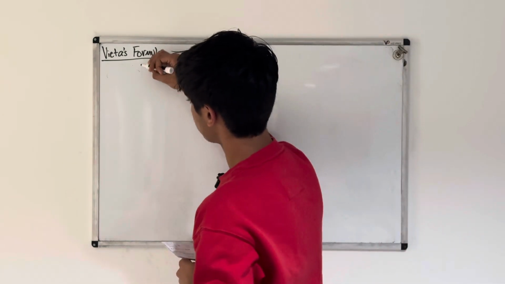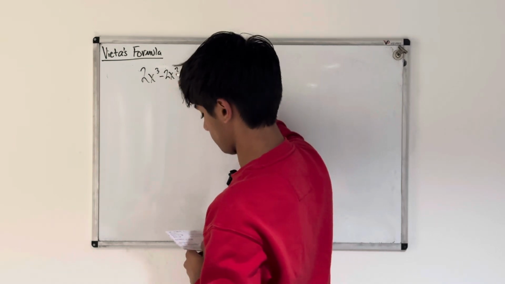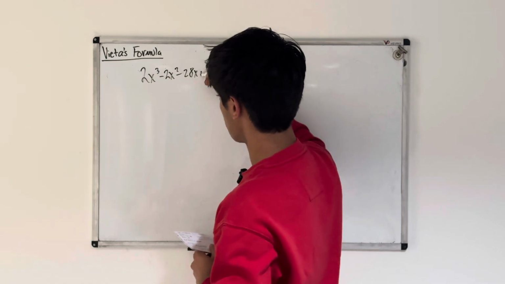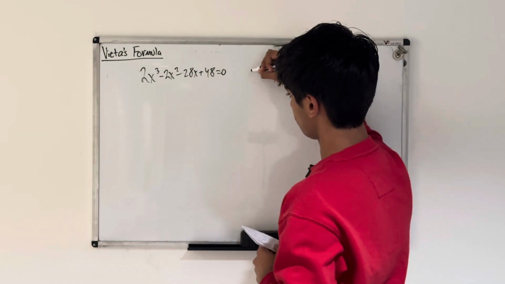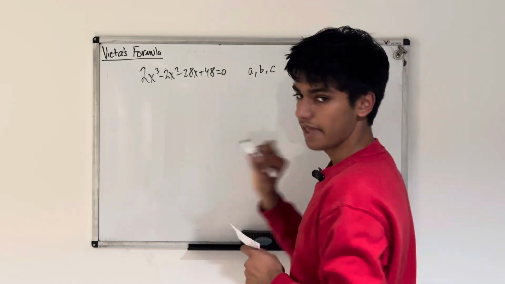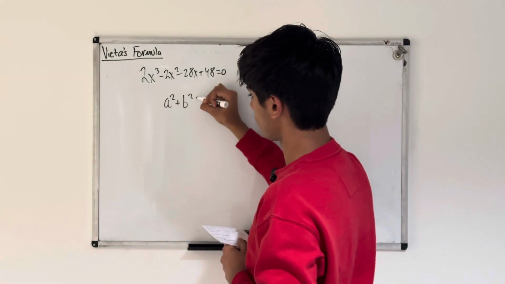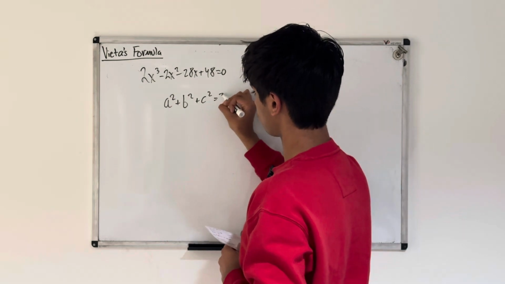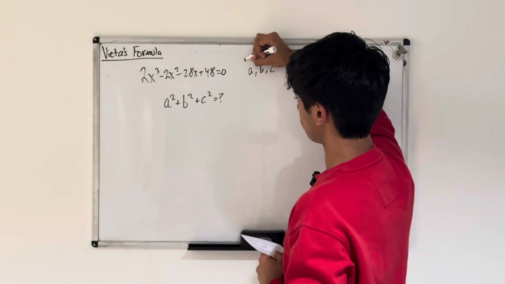So let's say we have the equation 2x cubed minus 2x squared minus 28x plus 48 equals 0. And they're saying that the roots are a, b, and c. These are the roots, a, b, and c. And they're asking us to solve what is a squared plus b squared plus c squared. So what is the sum of the squares of the roots?